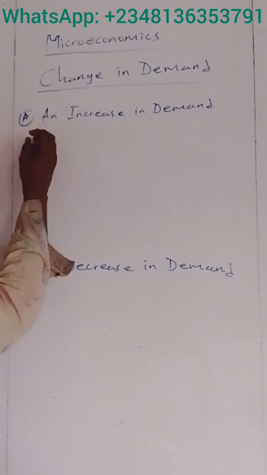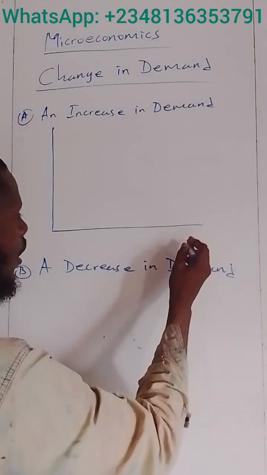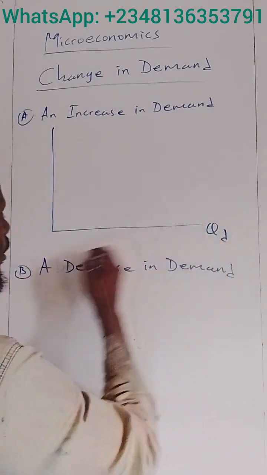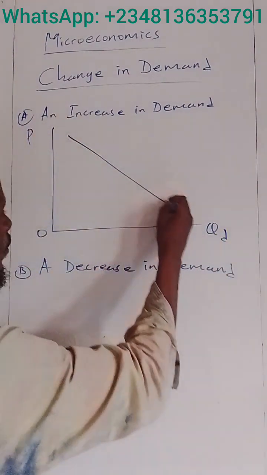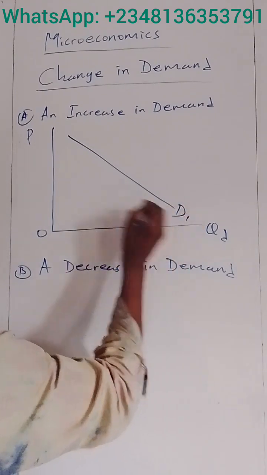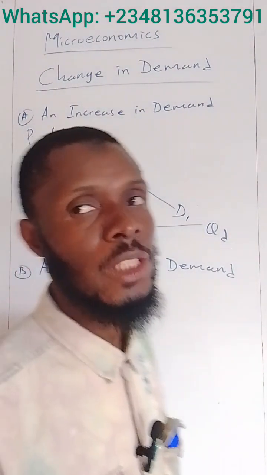Now, let's illustrate this graphically. Then we have our demand curve here. Okay, QD, this is the price, this is the origin. Let's say we have initial demand curve, we call it D1. Now, let's say there is a change in demand. Let's say there's an increase in demand. What factors can cause an increase in demand?